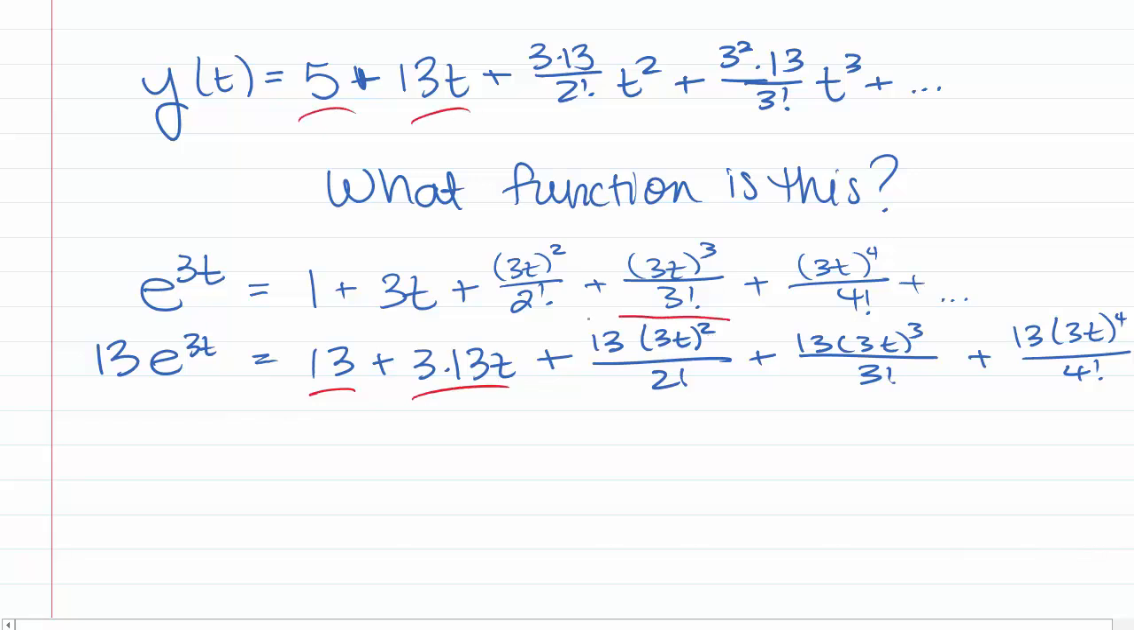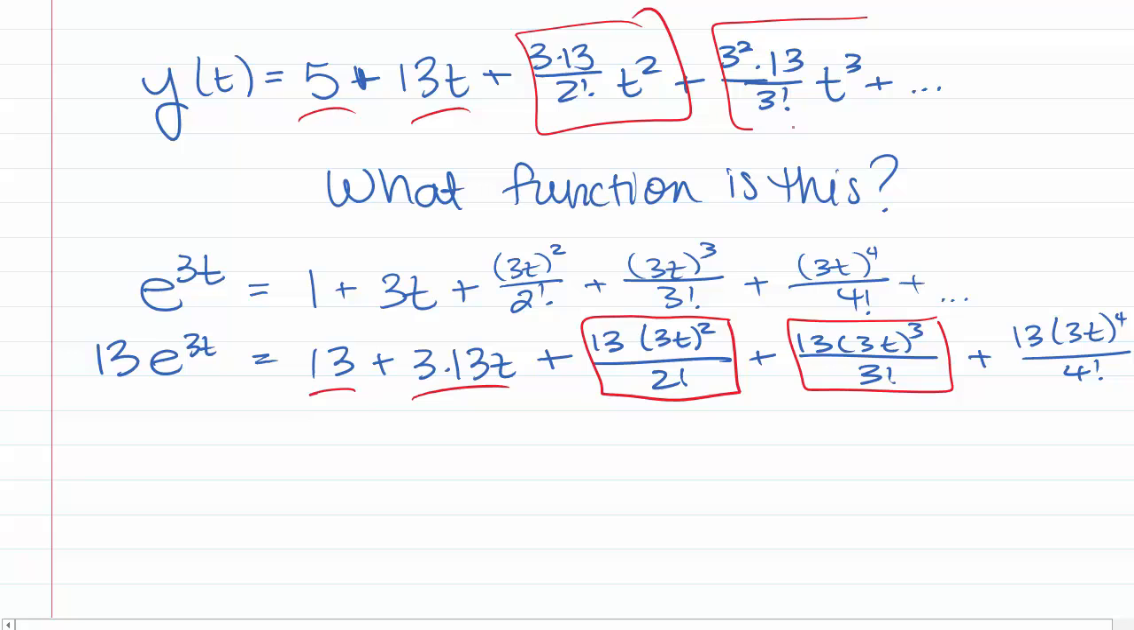Can we look for a pattern in these higher terms? In the sequence we want, we would have 3 times 13 over 2 factorial. We have the 2 factorial, we have the 13, but we have a 3 squared t squared where we want just a 3 t squared. In this one, we would like 3 squared times 13 over 3 factorial. We have the 3 factorial, we have the 13, but we have a 3 cubed t cubed. So we have one more power of 3 than we want in these.